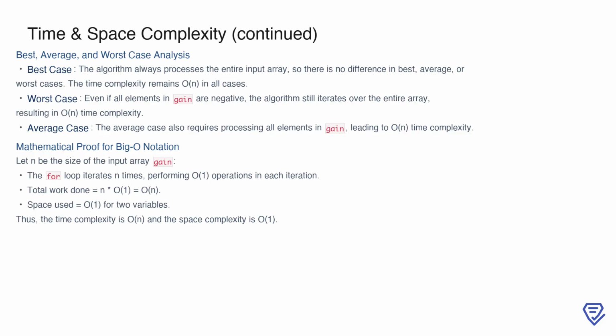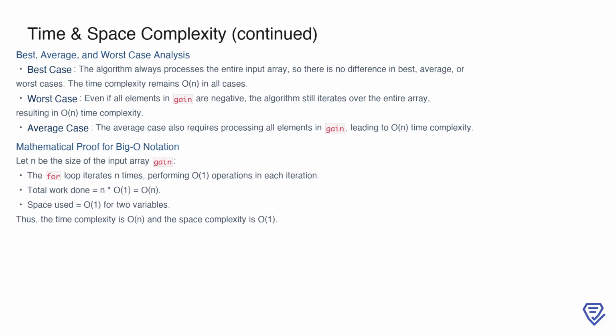Regardless of the input, the algorithm always processes the entire gain array, so the time complexity is O(n) in all cases. In the best case, even if the array contains only positive or zero values, the loop still iterates over all n elements. Similarly, in the worst case, where all elements are negative, the algorithm still performs the same number of iterations. The average case also involves iterating through the entire array, making the time complexity O(n) across all scenarios.